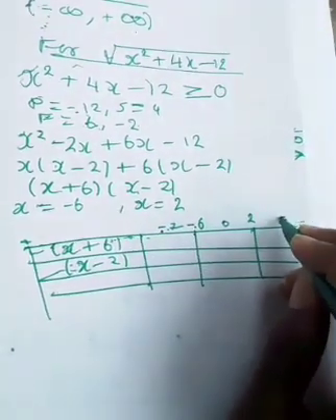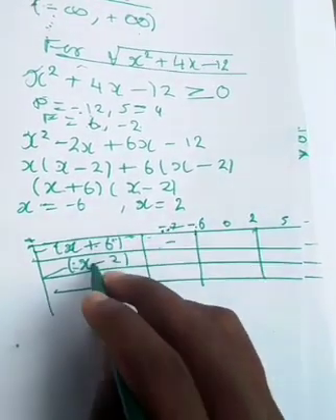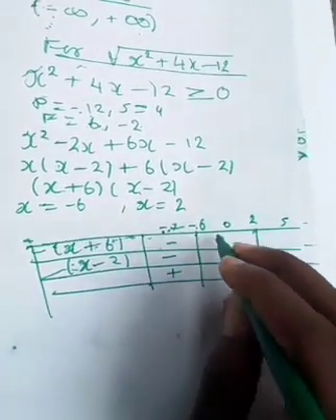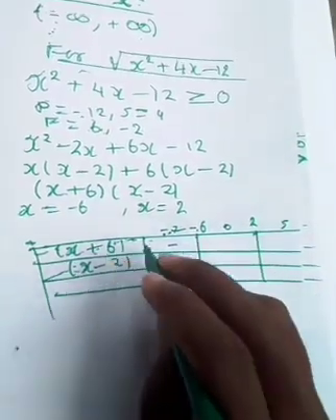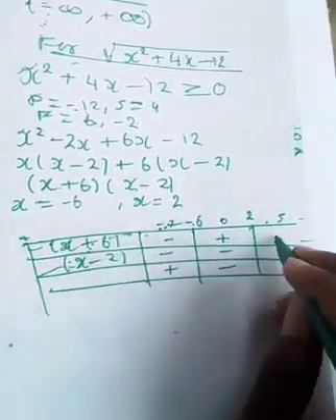So if I put negative 7 here, I'll get a negative. If I put negative 7 here, I'll get a negative. So here I have positive. If I put 0 there, I'll have a positive. I have negative, so here is negative. If I put 5 here, I'll get a positive and positive.